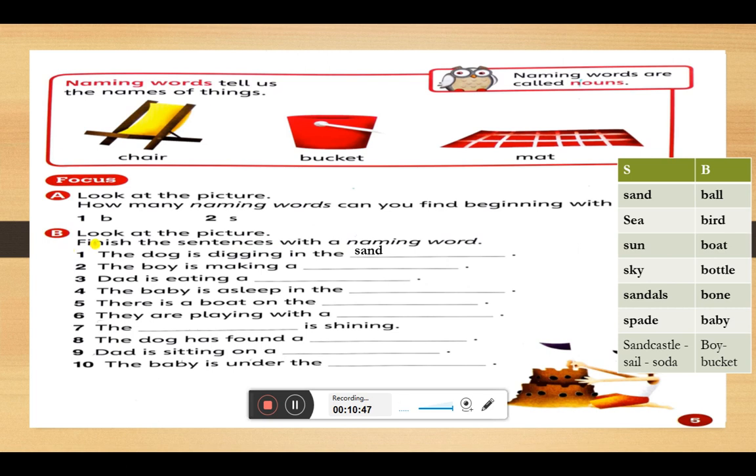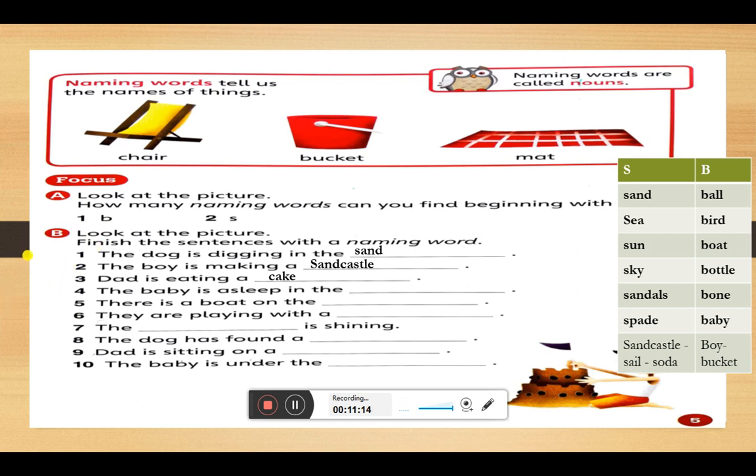Excellent. In sentence number 2, the boy is making a sand castle. Excellent. Sentence number 3, Dad is eating a, very good, a cake or a pancake. Both are correct.